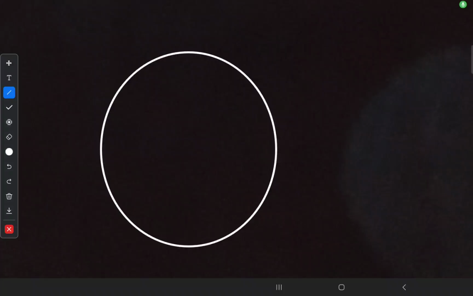The theorem says the straight line joining the center of the chord and radius are perpendicular to each other. That means I'll draw, okay, this is a chord.